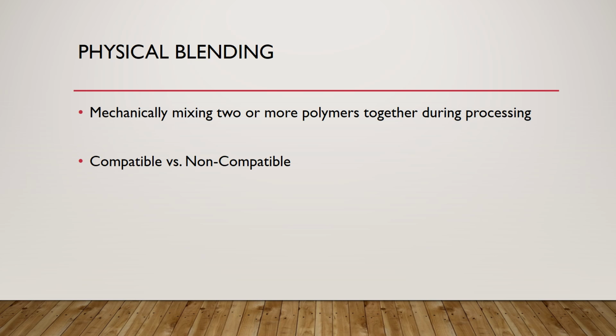There are also different types of blending copolymers. The first one is physical blending, which means you mechanically mix two or more polymers together. This can happen with either compatible polymers or non-compatible polymers. Compatible polymers are polymers that share very similar properties and are soluble in each other. Non-compatible polymers are the opposite, meaning they don't share very close properties.